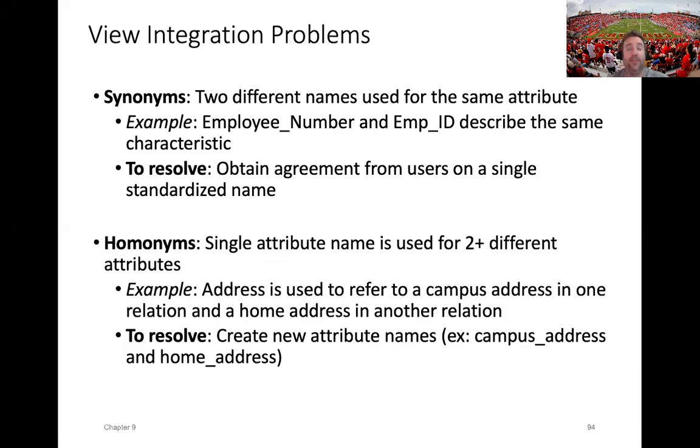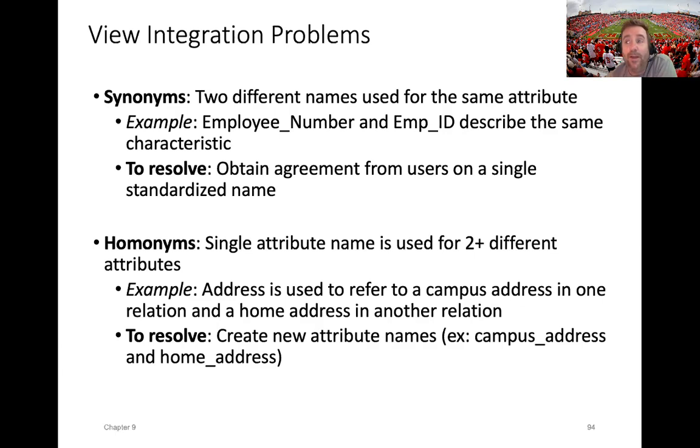But it's not always that simple, as you probably found in your assignment. Sometimes we have two different names being used for the same attribute. So for example, we may have employee number and employee ID when we merge these two relations, and we're actually capturing the same data twice in different attributes. Just get agreement about what it should be called and get rid of one of those attributes. And that's what we call a synonym. A homonym is where a single name is used for two different attributes.